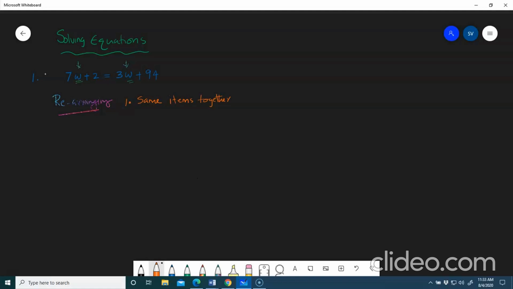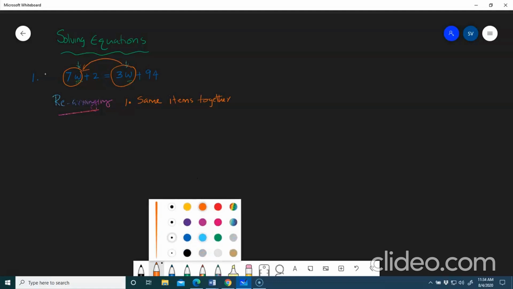So I am trying to rearrange the items. I have 7w here. I have another 3w here. While rearranging, just for convenience, keep an idea in mind: always try to keep the larger quantity on the same side itself and grab the smaller quantity over to the larger one. So here 3w is the smaller quantity, so grab it into the left side. Okay, so then what will happen?